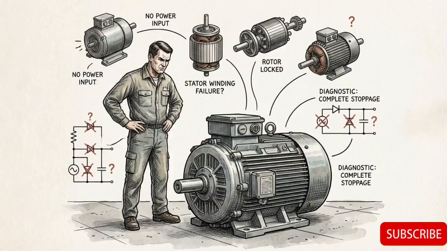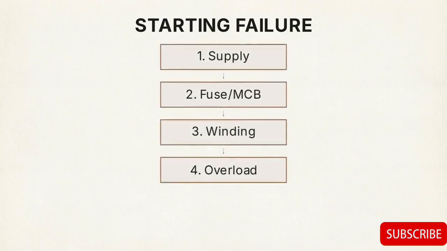Interviewers will test your mindset with practical scenarios, starting with, what do you check if a motor won't start? This flowchart tracks your exact diagnostic sequence. First, check the main power supply. Second, check for a blown fuse or a tripped MCB, a miniature circuit breaker. Third, inspect for physical winding damage. Finally, check if an overload condition tripped the relay.